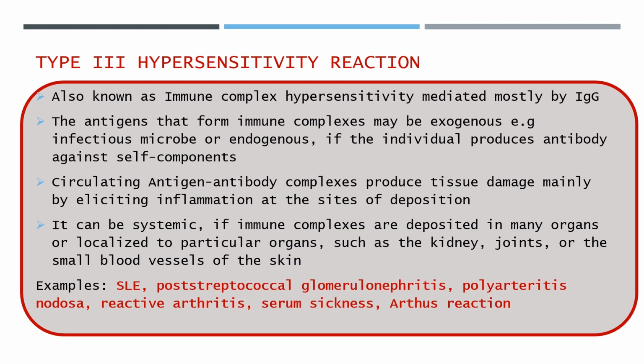Once antigen-antibody complexes are formed, they are either carried in circulation or they are deposited in specific organs. When they are deposited in specific organs, they cause organ-specific reaction. But when they are systemic, they are carried and deposited in several organs of the body at the same time. For example, the kidney, the joint, and blood vessels can be involved at the same time. And examples of typical type 3 hypersensitivity reaction are SLE, post-streptococcal glomerulonephritis, polyarteritis nodosa, reactive arthritis, serum sickness, and adverse reaction.